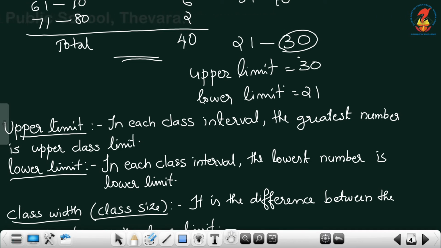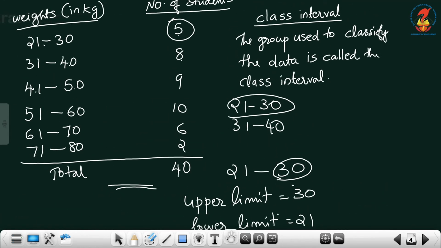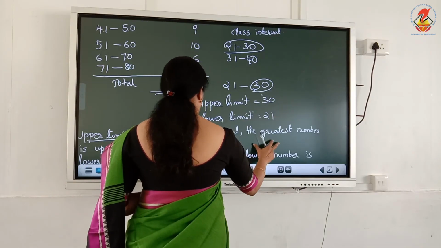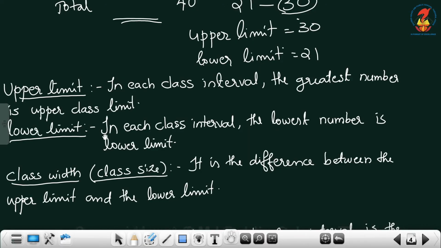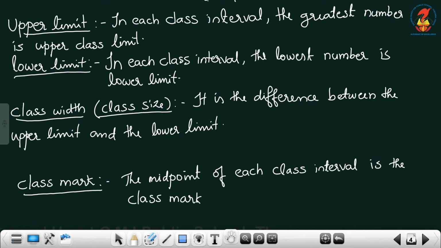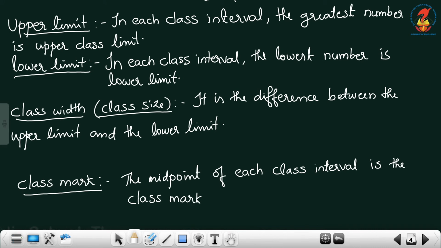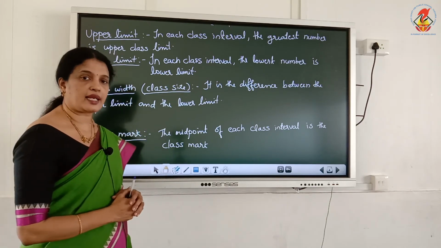Here in this table, 21, 31, 41, 51, 61, 71 are lower limits, then 30, 40, 50, 60, 70, 80 are upper limits. Next, what is the class width or class size? It is the difference between the upper limit and lower limit. Class size or class width, both have the same meaning.